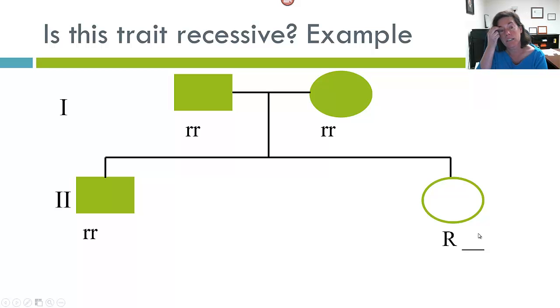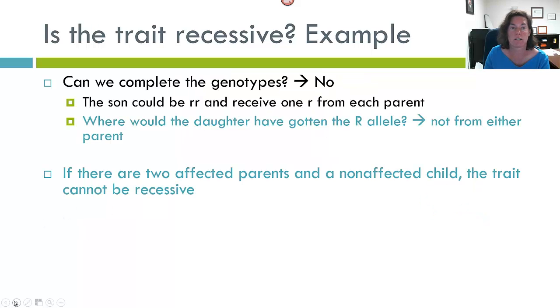So let's explore. Could this trait be recessive? Well, this son received 1 little r from mom, 1 from dad, so that could be. But where did this daughter get this dominant allele? She couldn't have gotten it from mom, couldn't have gotten it from dad. The only place is a possible mutation. So it's very unlikely that this trait is in fact recessive. Since we can't complete the genotypes, we can clearly state that no, this trait is not recessive. If there are 2 affected parents and a non-affected child, generally we say the trait cannot be recessive.